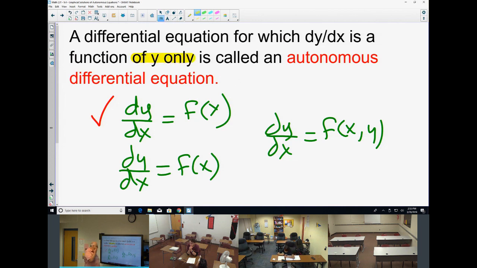So where we've dealt with, our first derivatives were functions of x. And then we've had functions of x and y, where we've had x's and y's in the derivative. Okay? So now if our derivative just has y's in it and no x's, then that's an autonomous differential equation. And so that's going to be our focus here today.